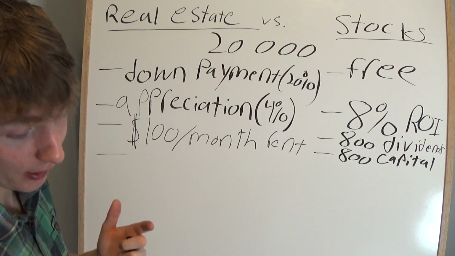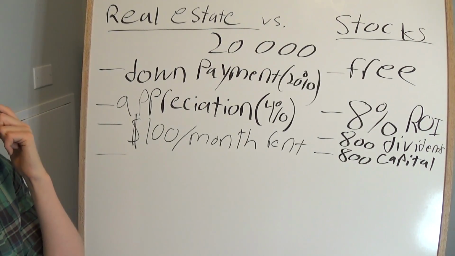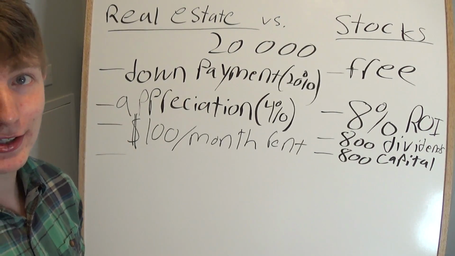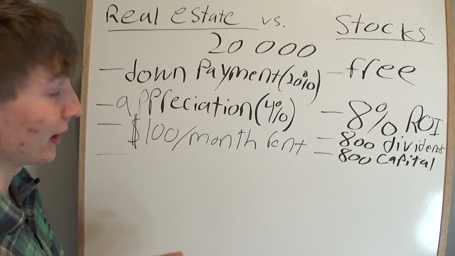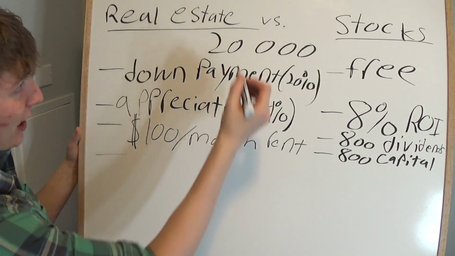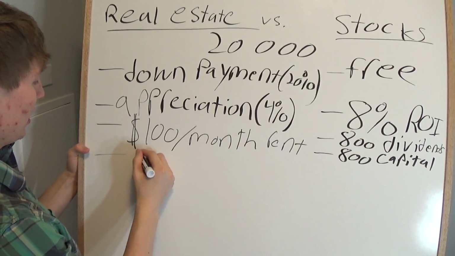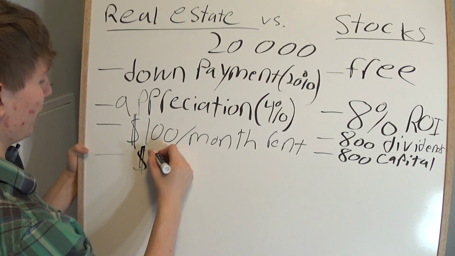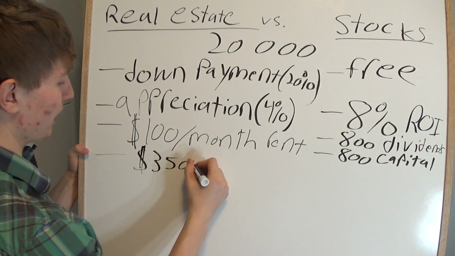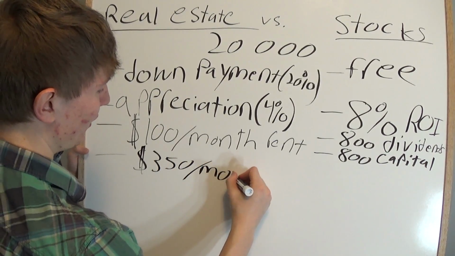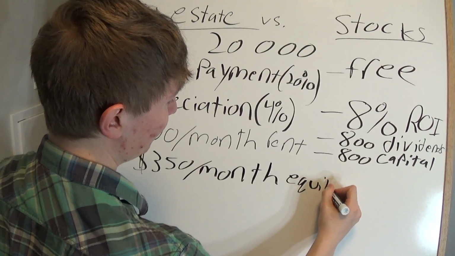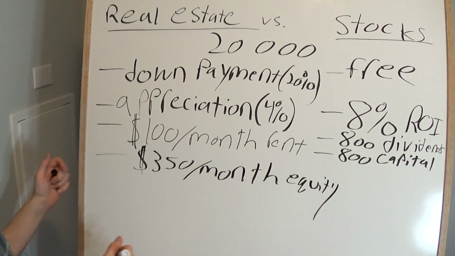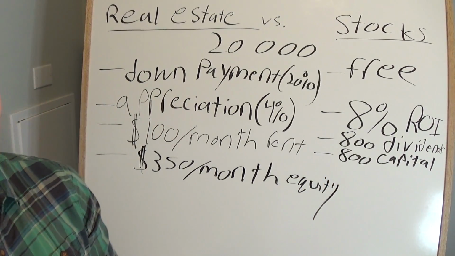So what you are doing by renting out the place is you're gaining equity. You're having someone else pay off the mortgage for you. People don't think about that. For this house, I did the math, and the mortgage for this place would be about $350 to $400 a month. We're going to be conservative here and just say $350 a month in equity of the home.